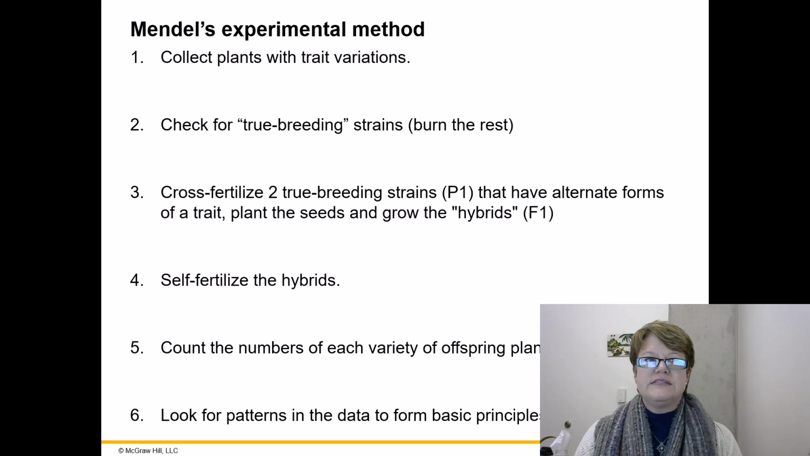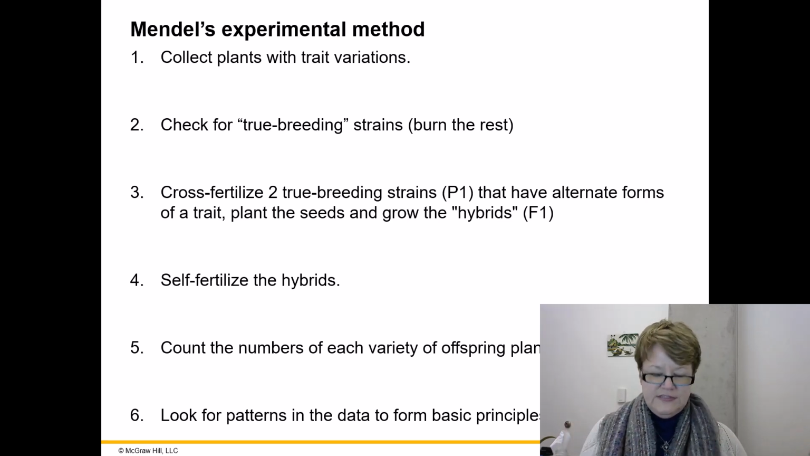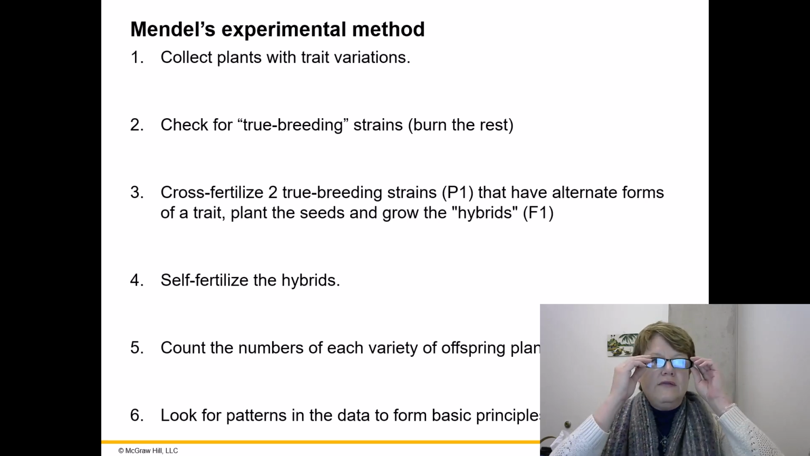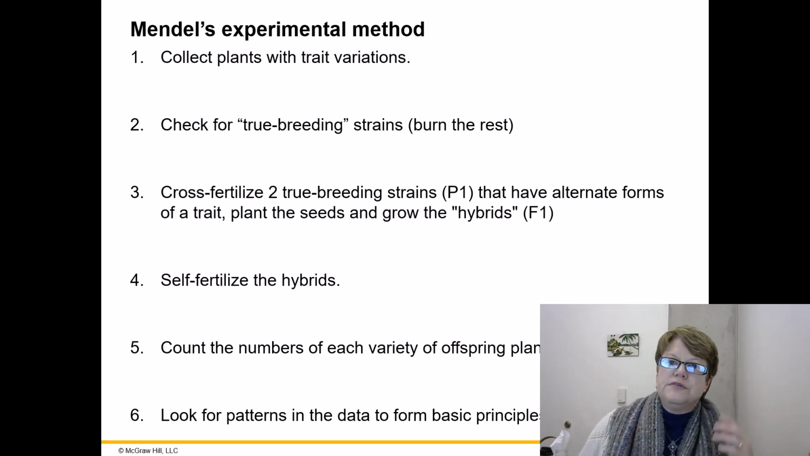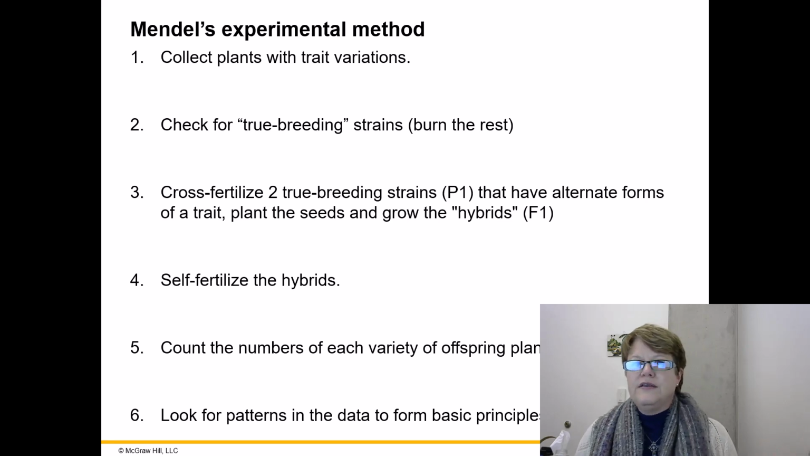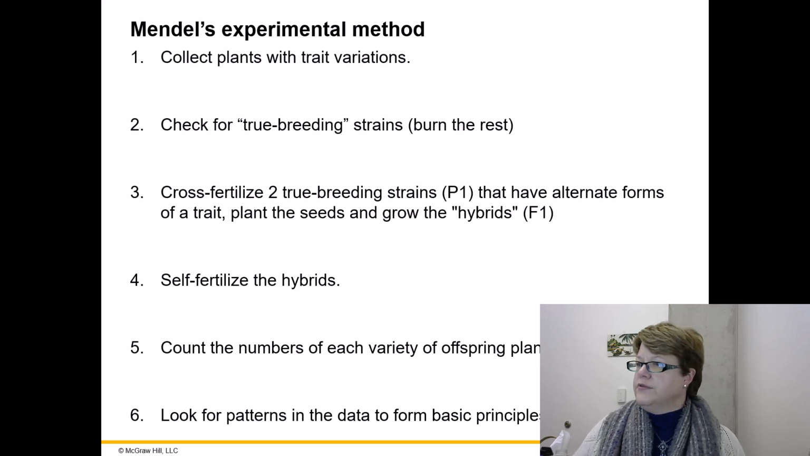True breeding means when you self-fertilize a plant, when you put the pollen onto the ovary of the same flower, it does make seeds, and you can plant the seeds in the ground and grow the offspring. And what he did was he checked to make sure that the purple flower plant only had offspring that were purple flower plants, and the white flower plant only had offspring that were white flower plants. And the green seed plant only had offspring that were green seed plants. And so he checked all of them this way, and anything that was not true breeding, he burned.